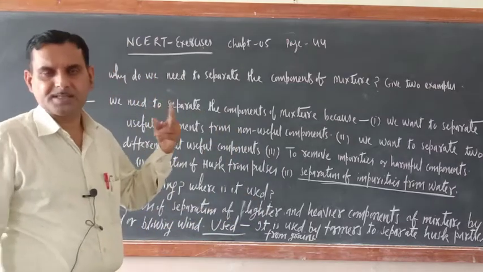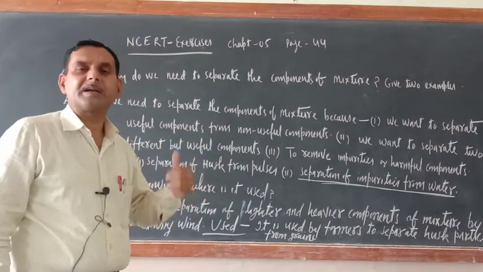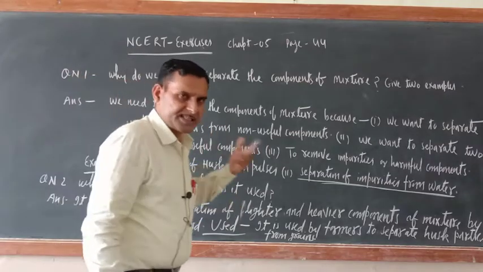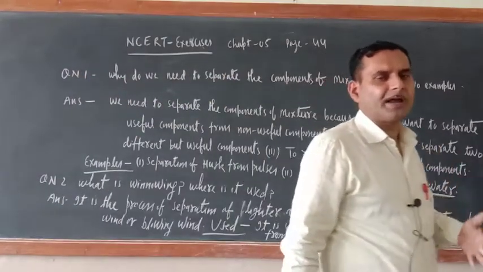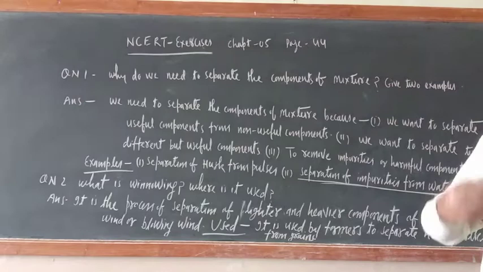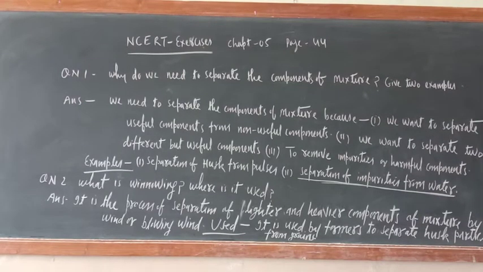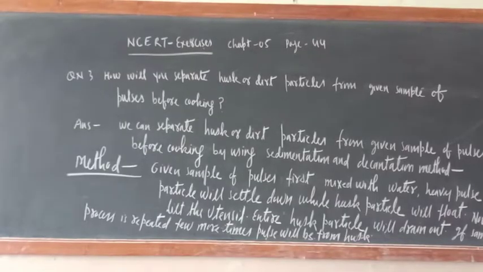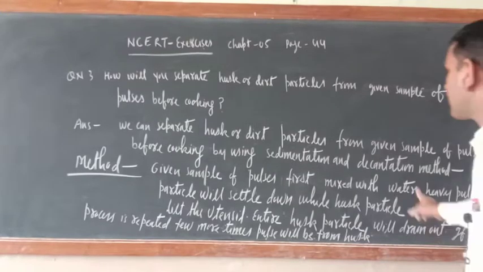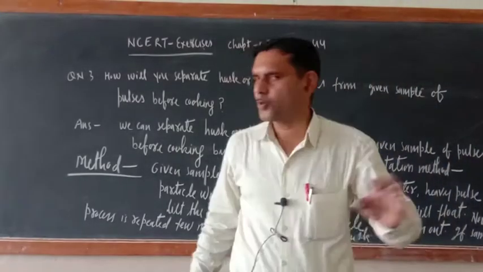So how many processes have you utilized here? Sedimentation and decantation. In the same way you can write also. If you are having difficulty in writing, I will write also. So how will you separate husk or dirt particles from a given sample of pulses before cooking?